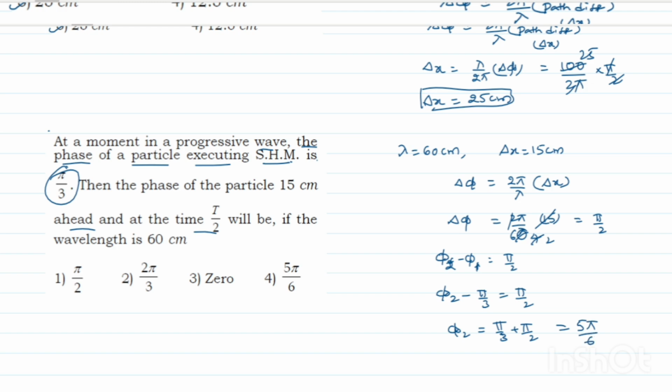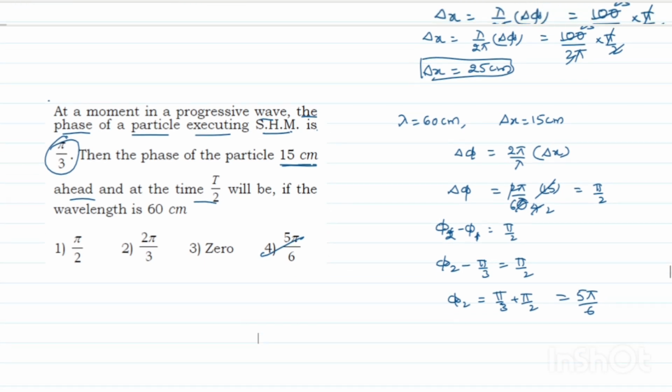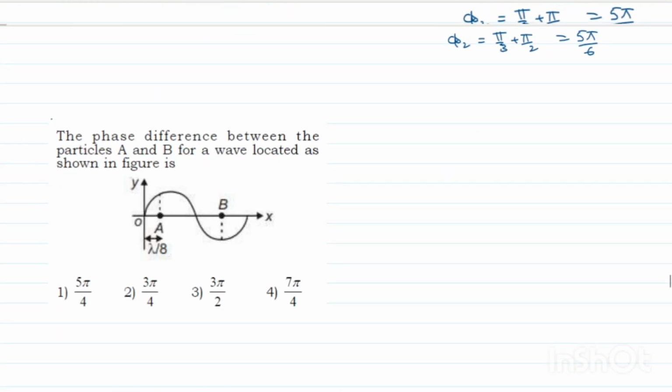So the phase of the particle 15 centimeter ahead at a time t by 2, they are asking, right? This is the second phase value they are asking, that is 5 pi by 6 we will get. So this is the correct answer. Let us see the next question.